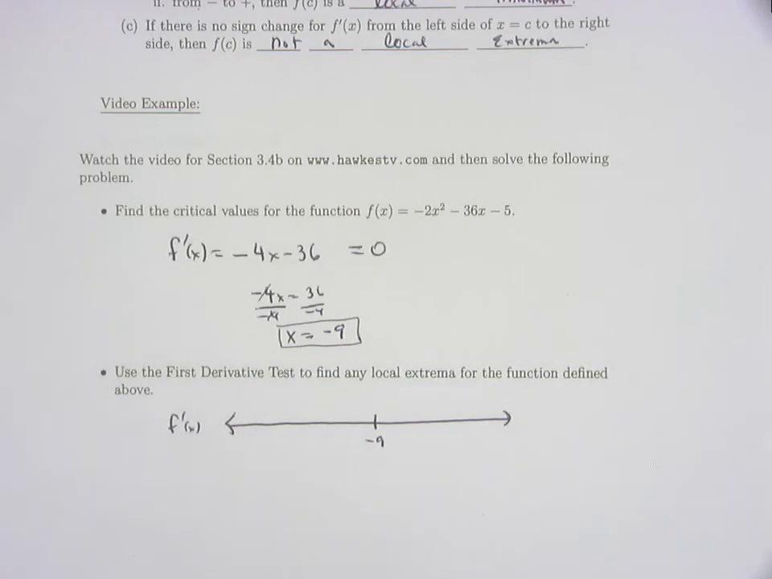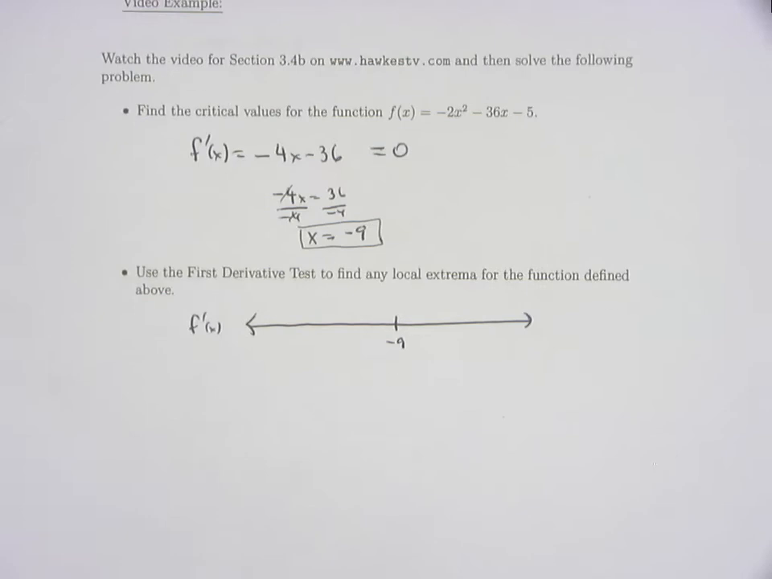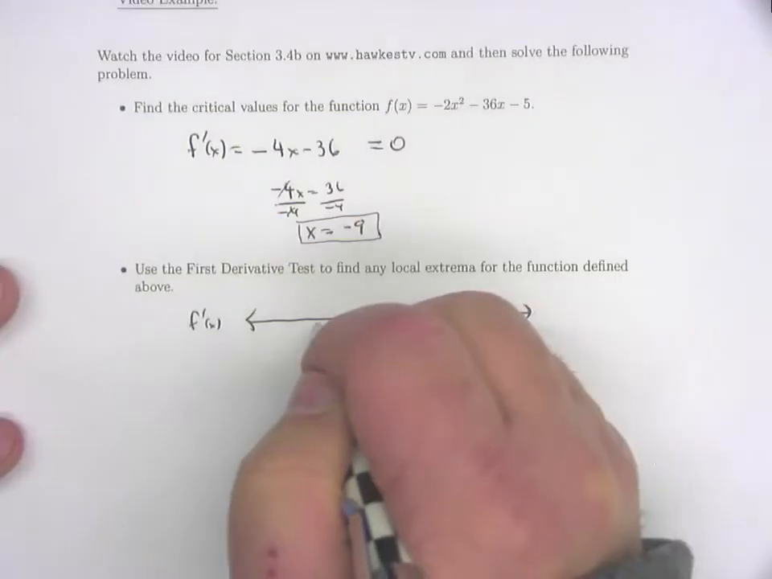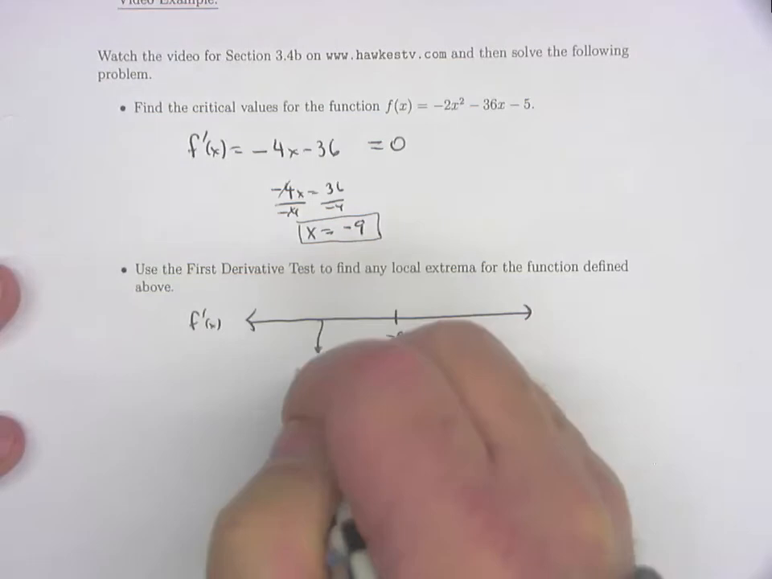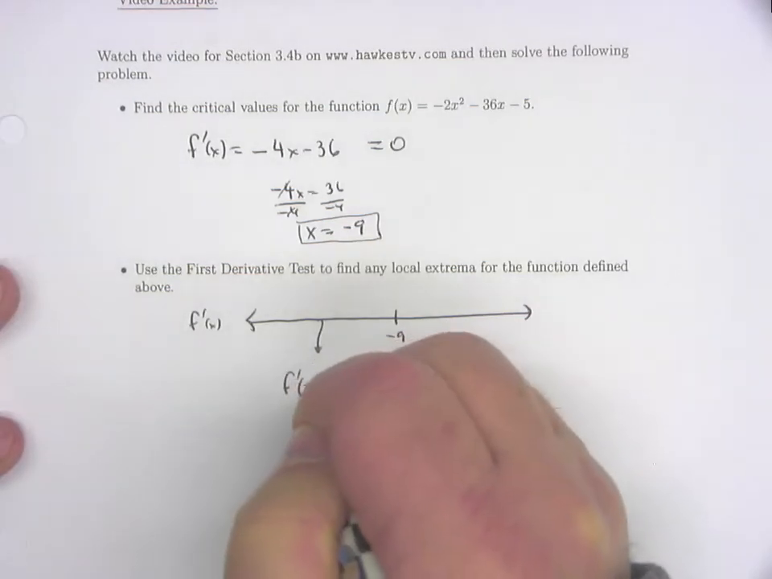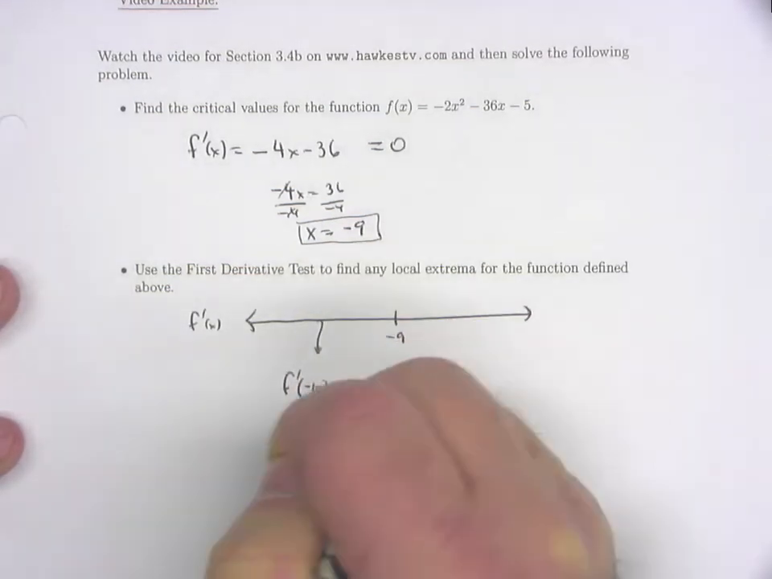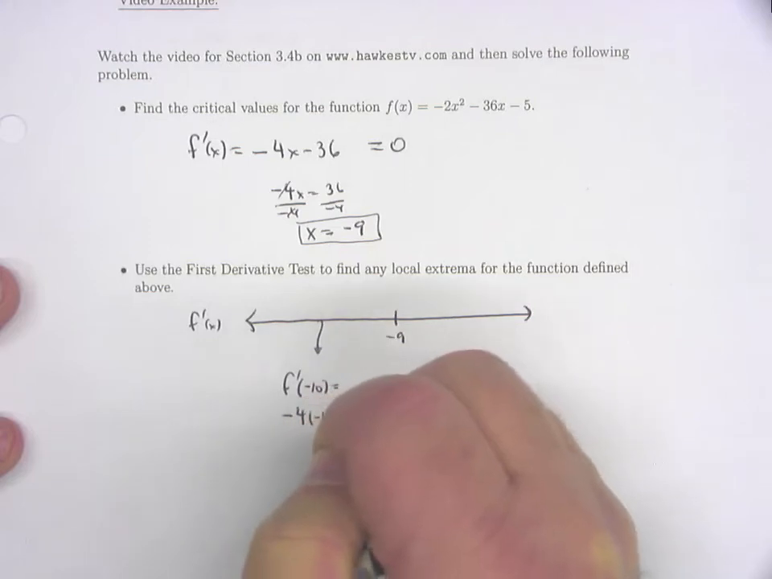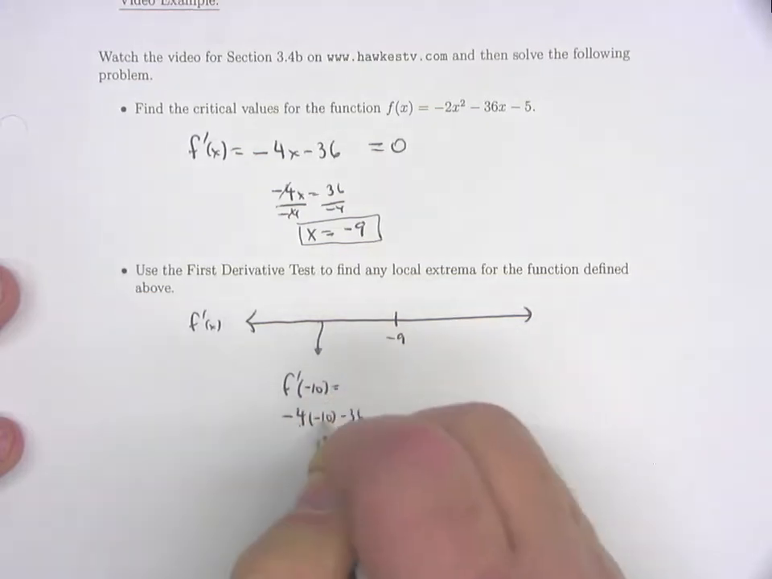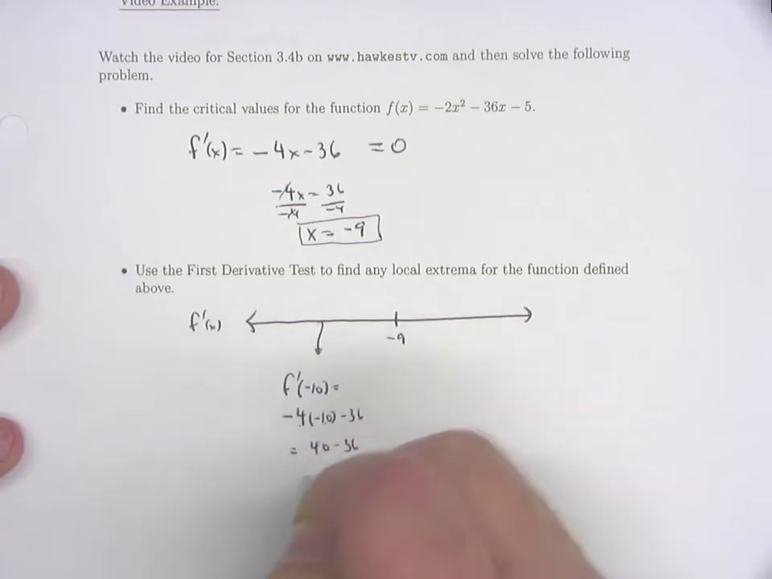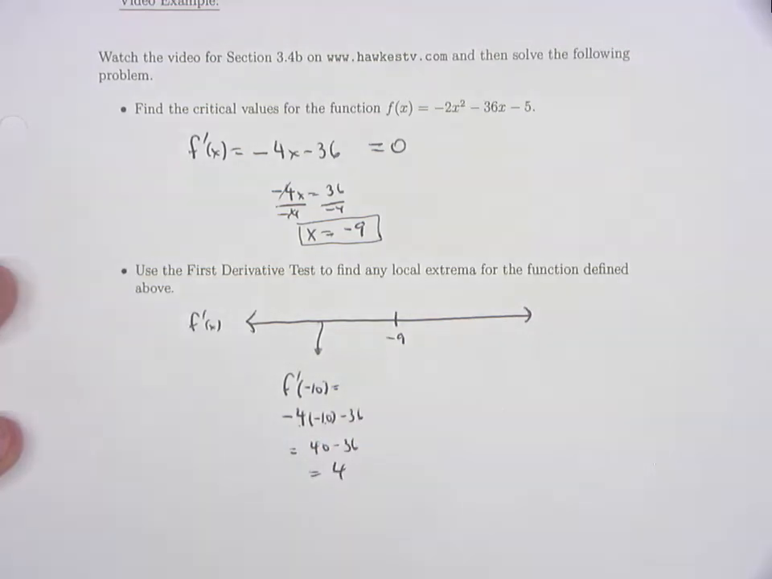But I'm going to do a number line off this guy. So I'm going to pick a number less than negative 9 and plug it into my derivative. So f prime of negative 10. Let's say this will be negative 4 times negative 10 minus 36. Negative 4 times negative 10 is 40, minus 36 is 4. I don't care what the number is, it's positive.